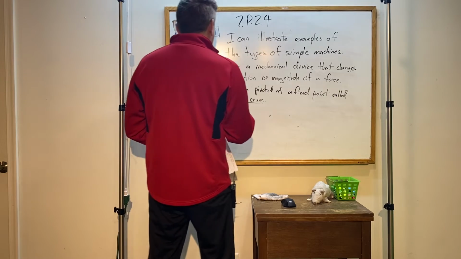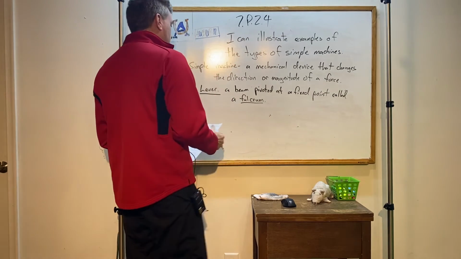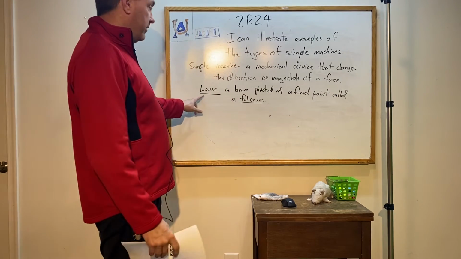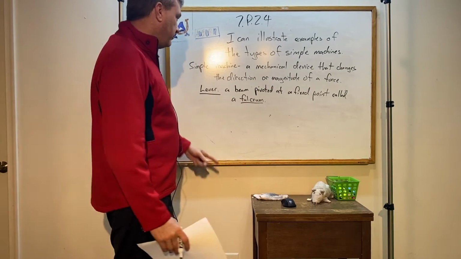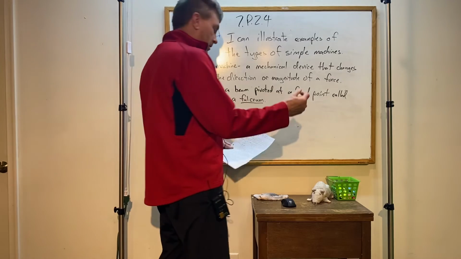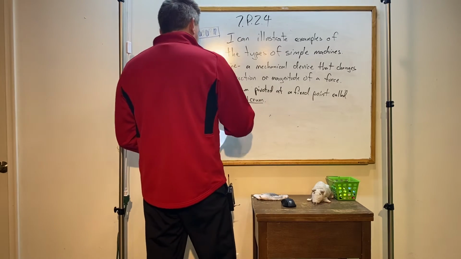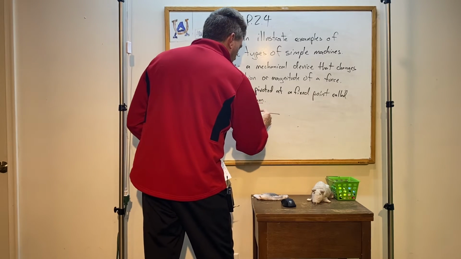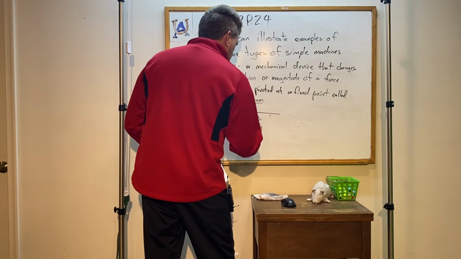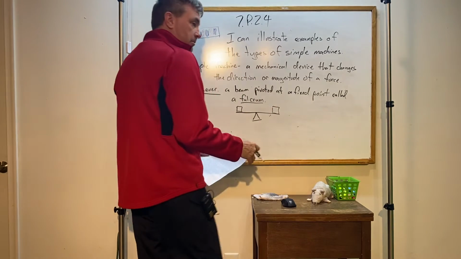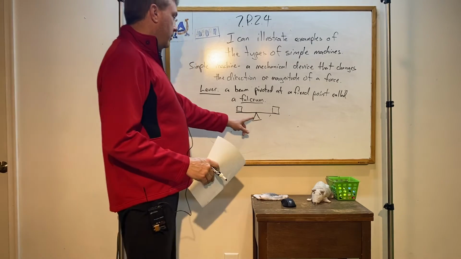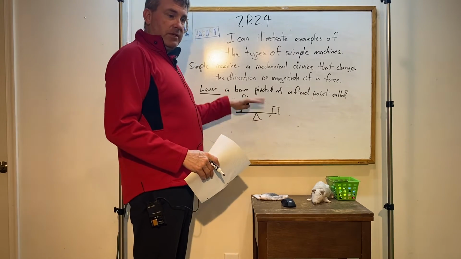There's a word you need to know. You need to know what a lever is. This is the definition: a beam pivoted at a fixed point called a fulcrum. So if you imagine a seesaw, you got a person over here and you got a person over here, right? The fulcrum is at the point where this thing is pivoting.